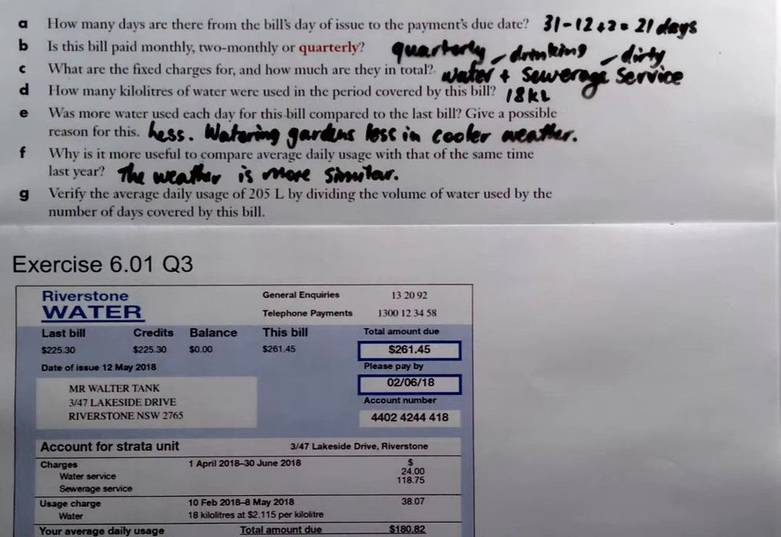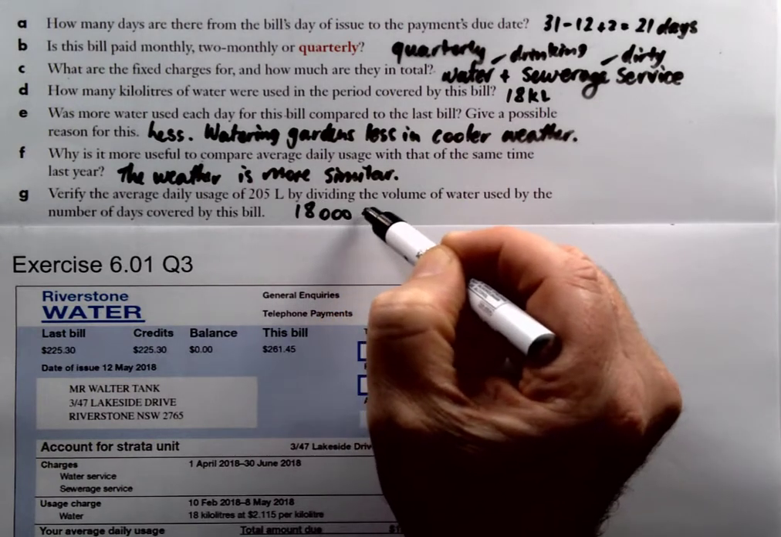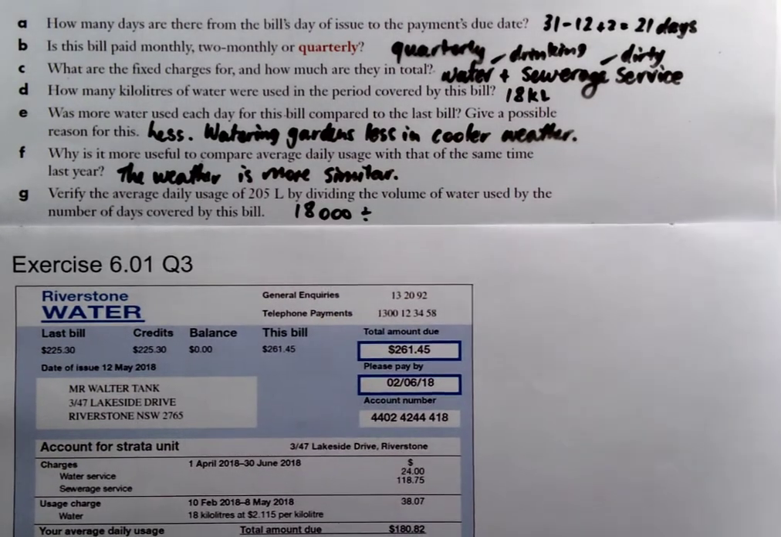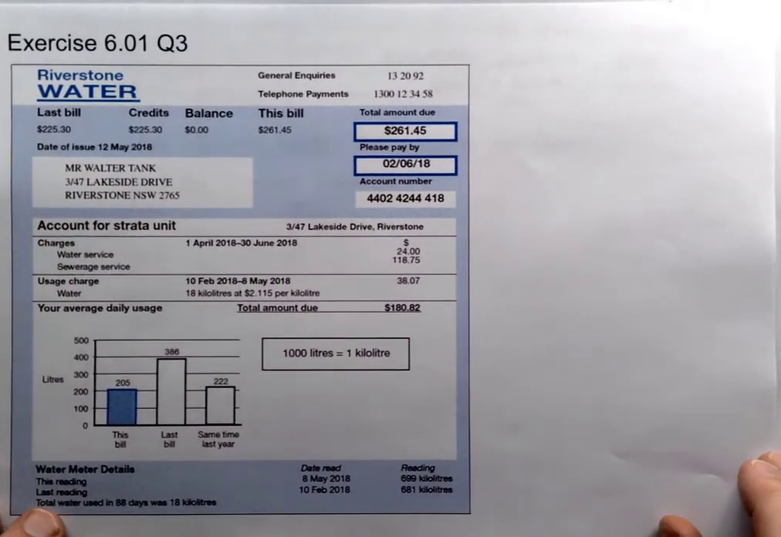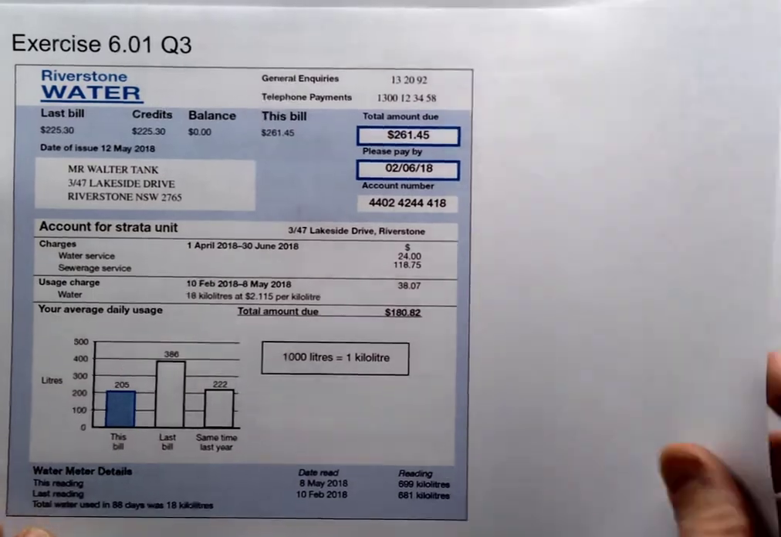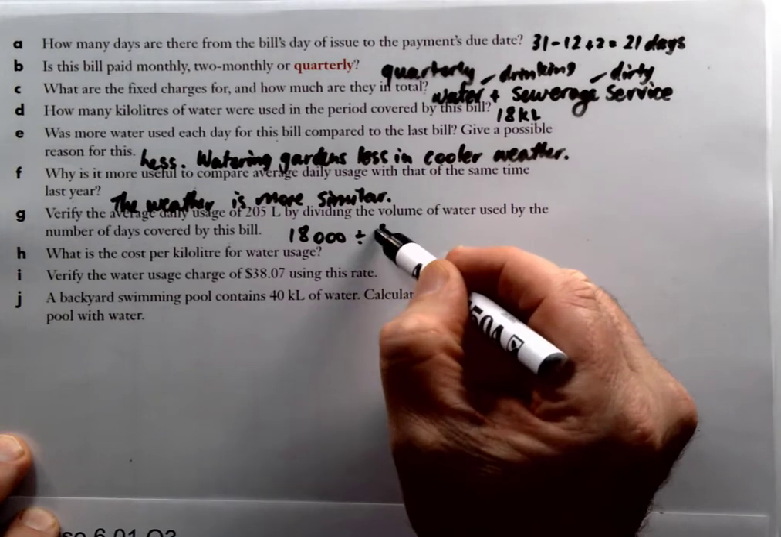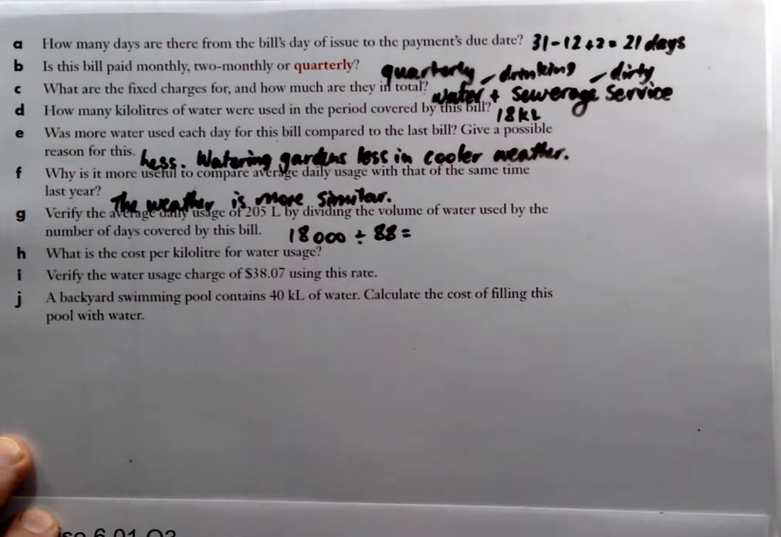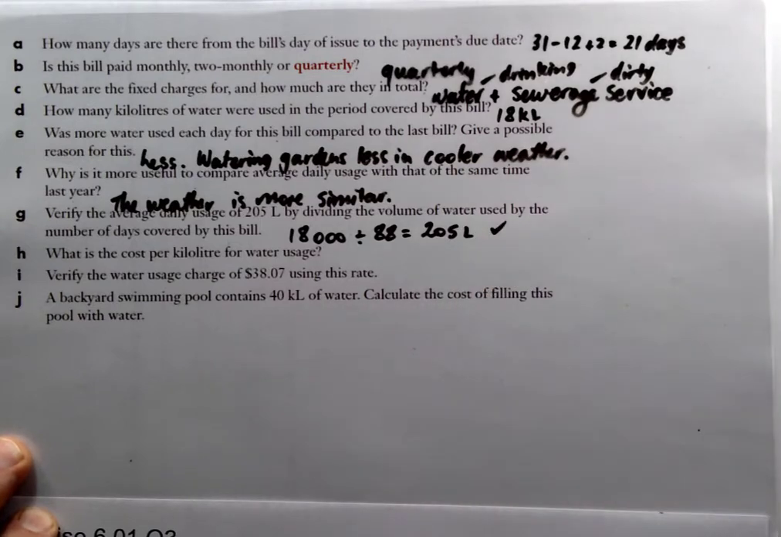Okay, verify the average daily usage of 205 litres by dividing the volume of water used by the number of days covered in this bill. So we mentioned that the amount of water was 18 kilolitres or 18,000 litres. Now if we look down at the bottom of this bill, it actually tells us that this covered 88 days. Okay, so we've used 18,000 litres of water in 88 days. And if you put that into your calculator, you get that 205 litres. So we have verified that.